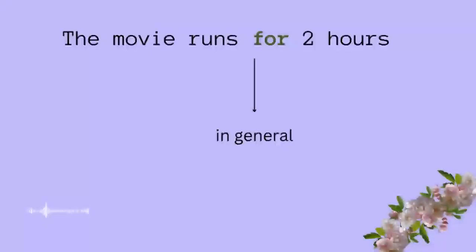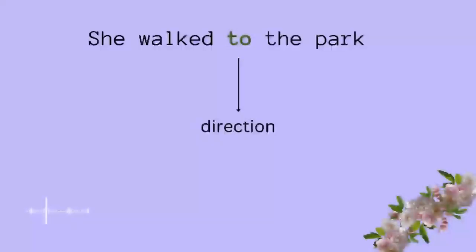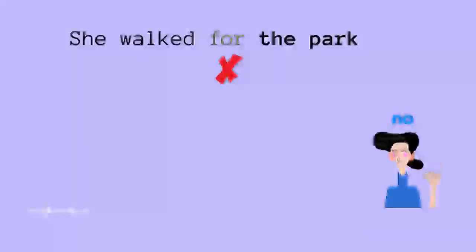Alright? Another example. She walked to the park. When we speak about walking, we need to use "to" because this is related to directions, and never use "for". We can't say "she walked for the park".